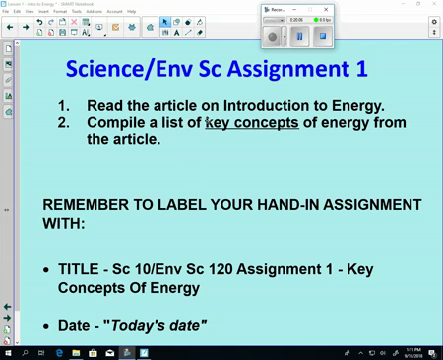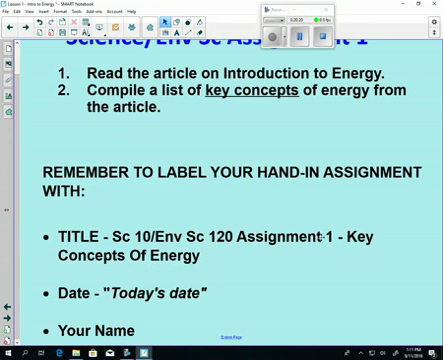So what I want you to do is write a list of key concepts of energy from that. From that article, I want you to pick out some key points, things in bullet form, okay? And remember that when you hand it in, because we're trying to get it organized, you're going to put the title. Since it's Science 10 and it's also environmental science, it's going to be your assignment number 1, okay? The title of it is Key Concepts of Energy. You can put today's date on it because you start it. Make sure you put your name.